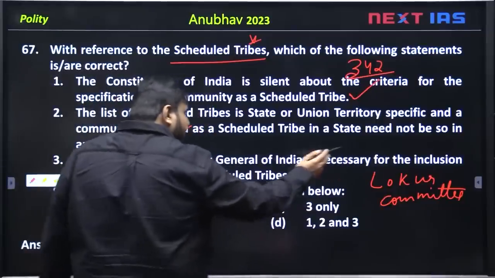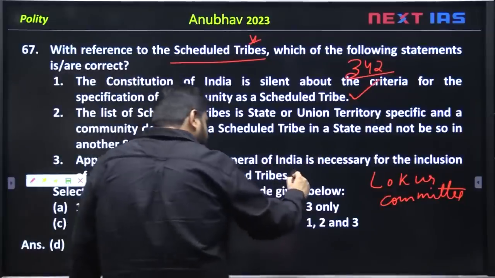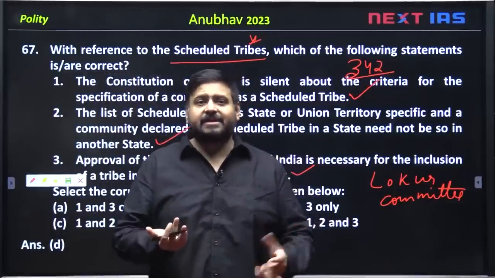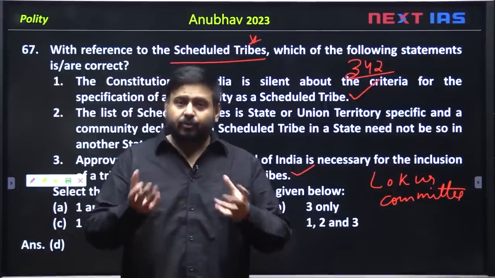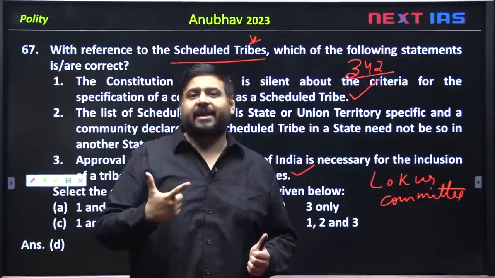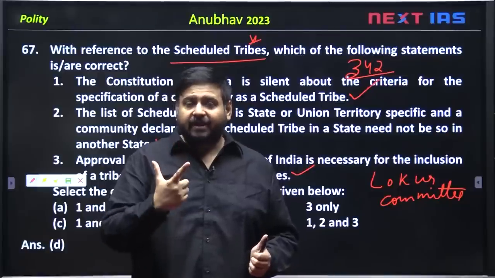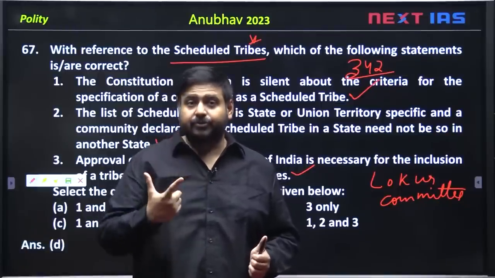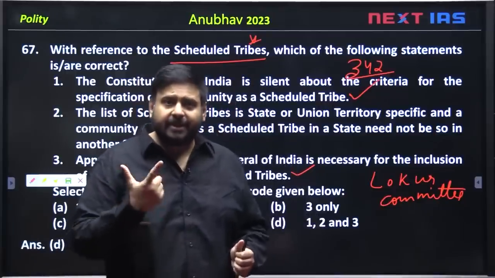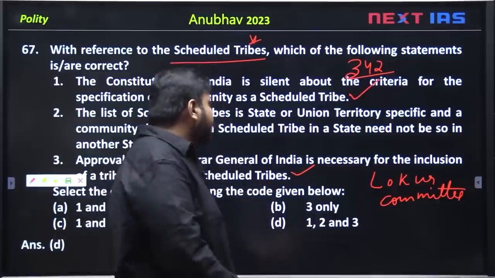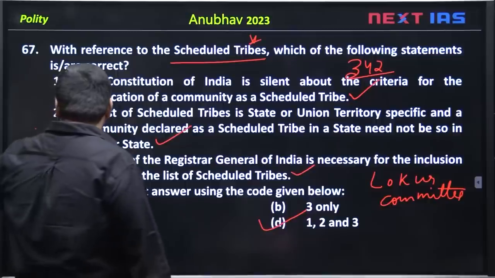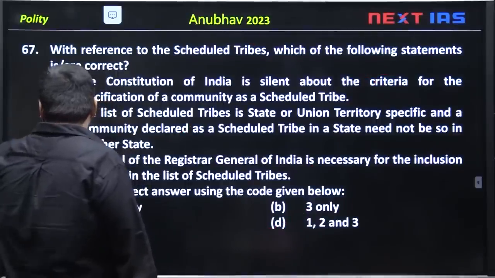Approval of the Registrar General of India is necessary for the inclusion in the scheduled tribe. It is also correct. Now the state or the union territory will identify a scheduled tribe, then they will send it to the Ministry of Tribal Affairs. They will take the recommendation of first the Registrar General of India and second the National Commission for Scheduled Tribes. After the review by both these institutions, the President by notification may declare a group as a scheduled tribe. So in this case all the three statements are correct. These are the fourth questions that I had to discuss.